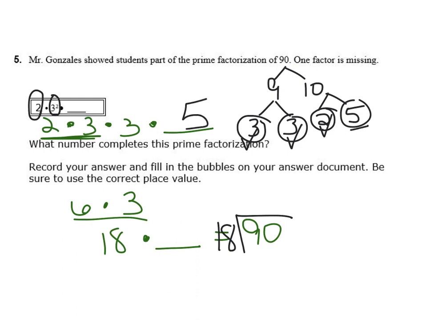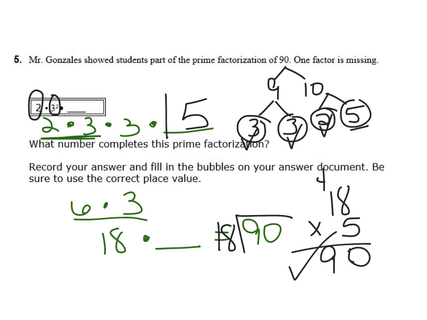Well, in order for me to check, since I already had solved this, I'm going to go ahead and do 18 times 5. So 5 times 8 is 40. Carry the 4. 5 times 1 is 5, plus 4 is 9. So that means I have the correct answer, so my answer will be 5.